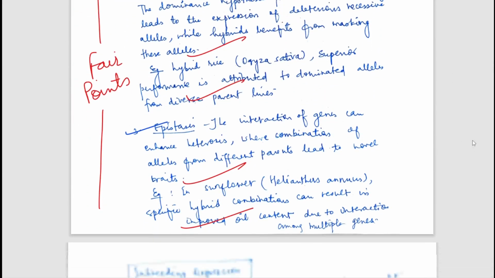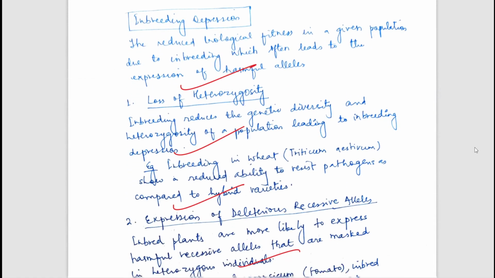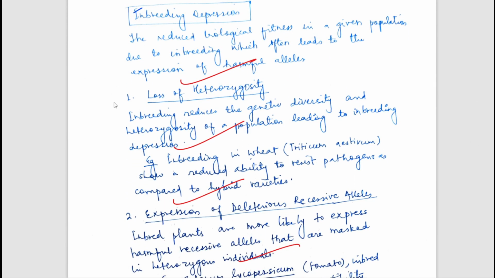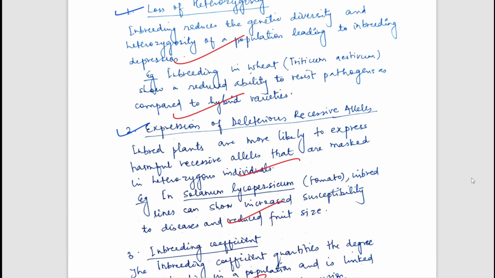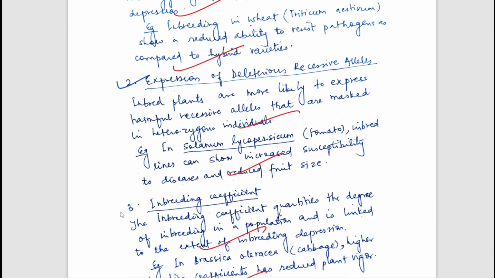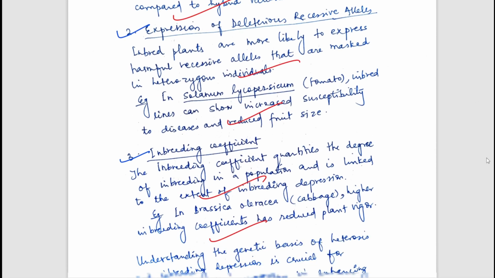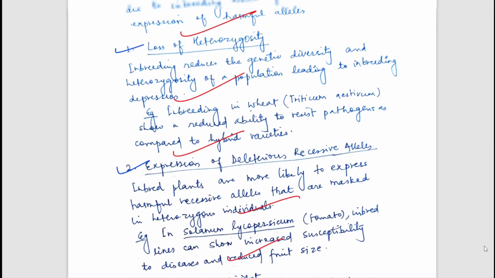Epistasis has been mentioned. Then about inbreeding depression, we have mentioned the loss of heterozygosity. We have mentioned expression of deleterious recessive alleles. The student has mentioned the inbreeding coefficient. So, a very well written answer. You can simply pause and read the points if you want to.